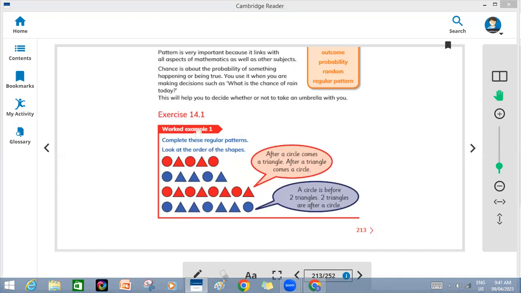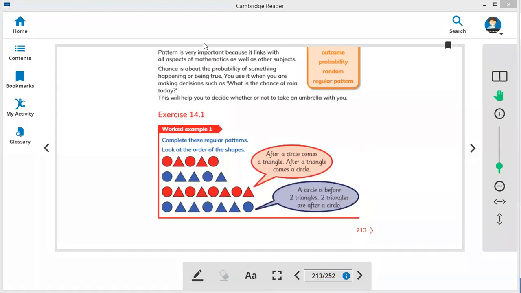Now moving on to exercise 14.1. Complete these regular patterns. Look at the order of the shapes. You can see in the first row, we have circle, triangle, circle, triangle, circle. So what will be next? Yes, boys, what is going to be next after that? It is going to be triangle again.